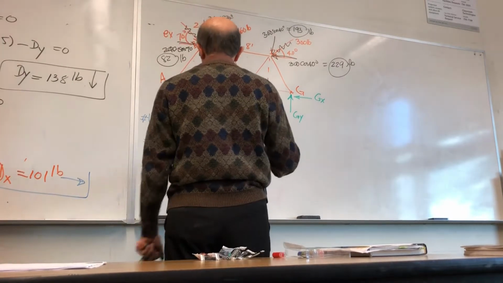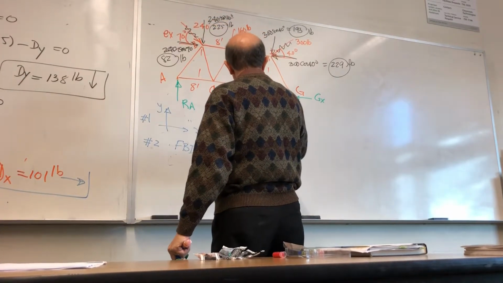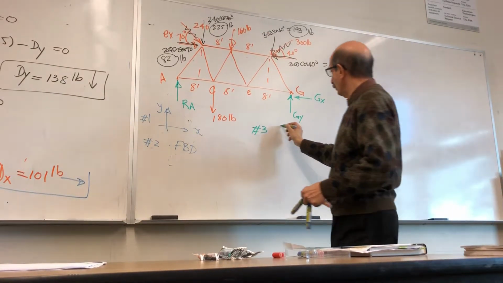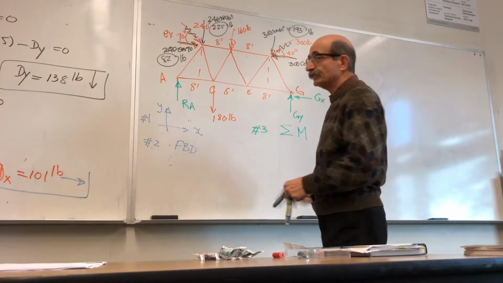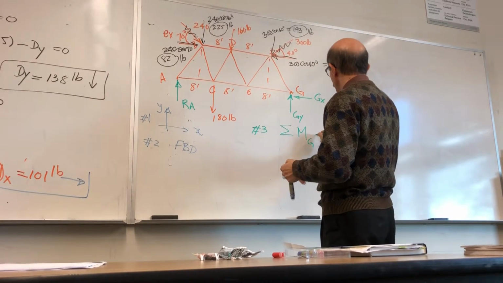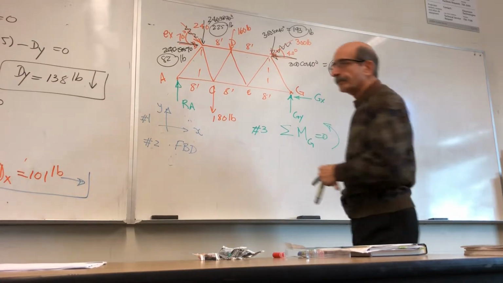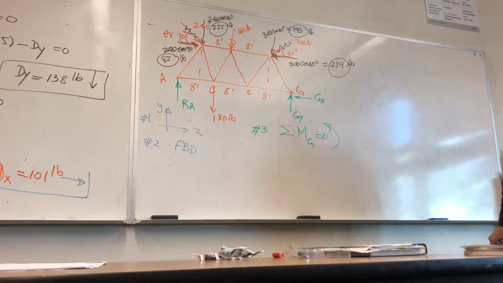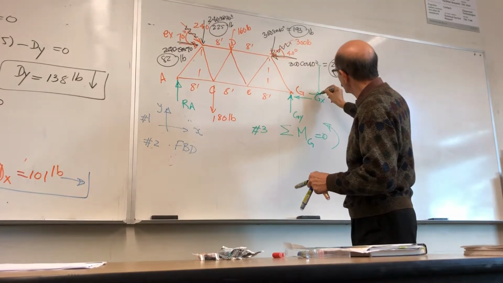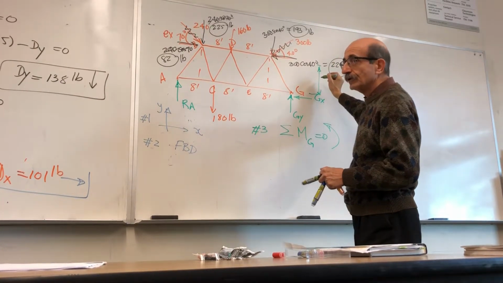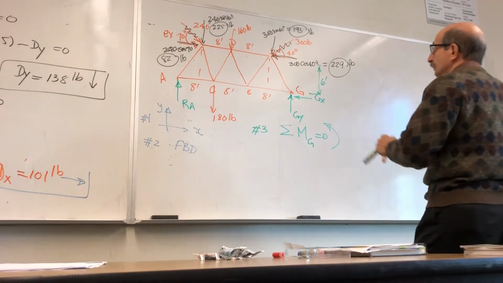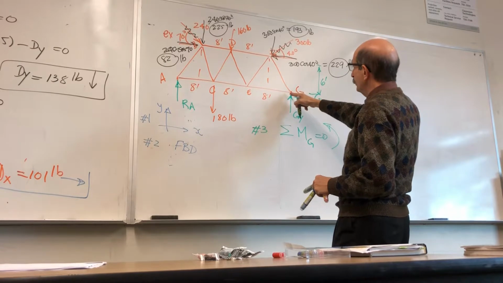So, step number 3, write summation of moments about the point of intersection of 2 unknowns. So I'll write it about G, is equal to 0. Okay? And do you have this height also? I forgot to write that down. 6. 6 feet. So, take moment of all these forces.